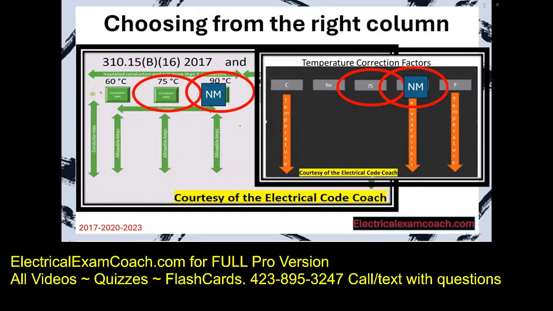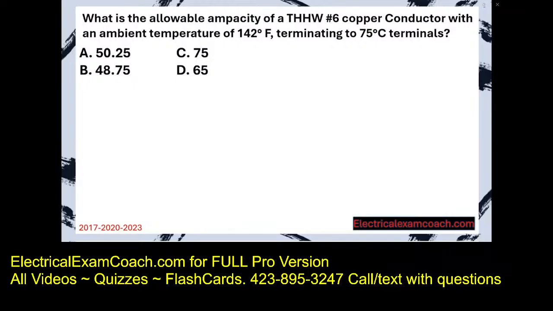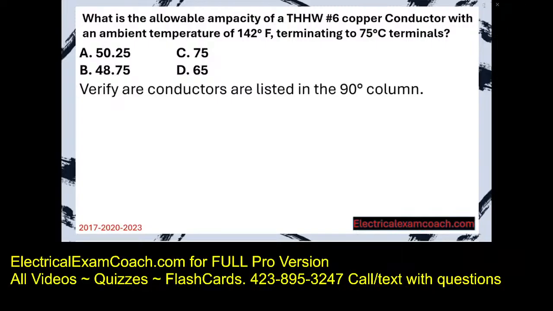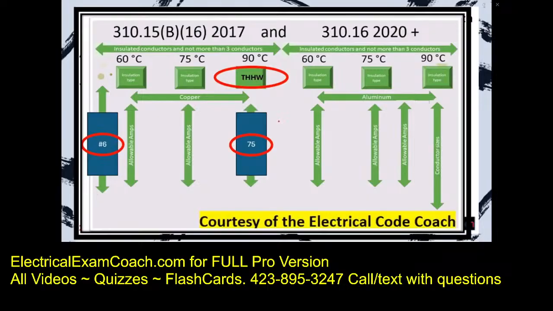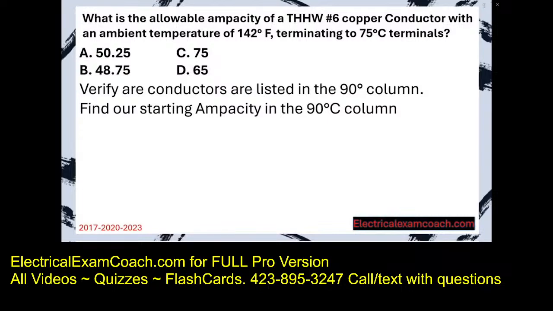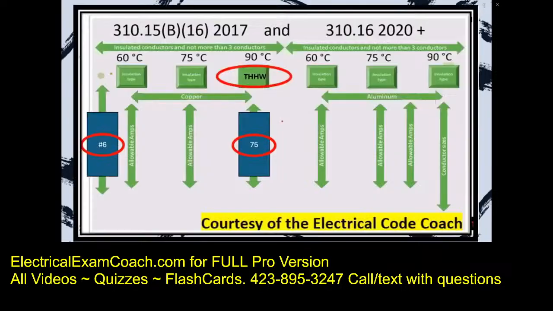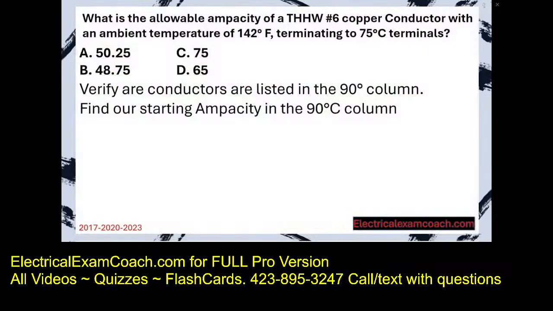What is the allowable ampacity of a THHW number 6 copper conductor with an ambient temperature of 142 degrees terminating to 75°C terminals? Step 1, we're going to verify that our conductors are listed in the 90°C column. We head there and look for THHW, and sure enough, it's right there. Now we're going to find our starting ampacity in the 90°C column. We head back to that table. We're going to start over here and find our number 6. Then we're going to cross over and find its ampacity in the 90°C, and in this case, it's 75. We're going to take our number 6 at 75.